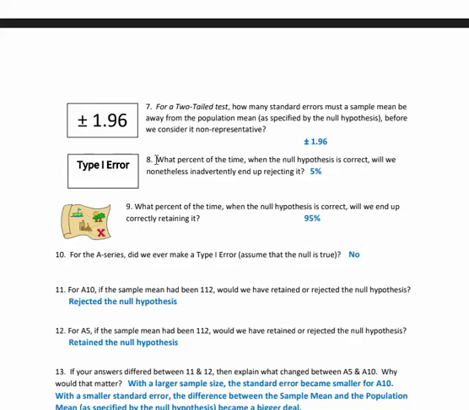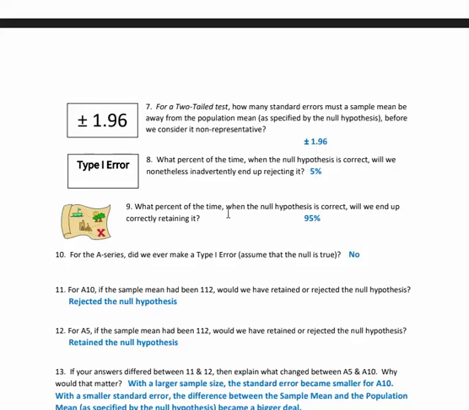Number 8. What percent of the time, when the null hypothesis is correct, will we nonetheless inadvertently end up rejecting it? 5% of the time. So 5% of the time, we'll get a sample mean that is beyond that 1.96 cutoff value, that z critical value.